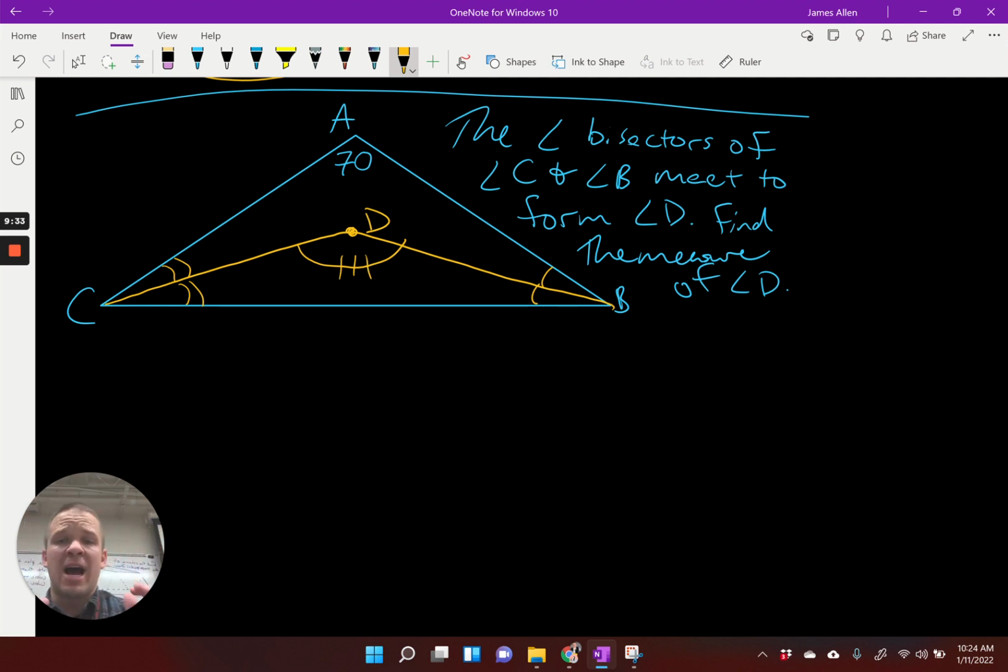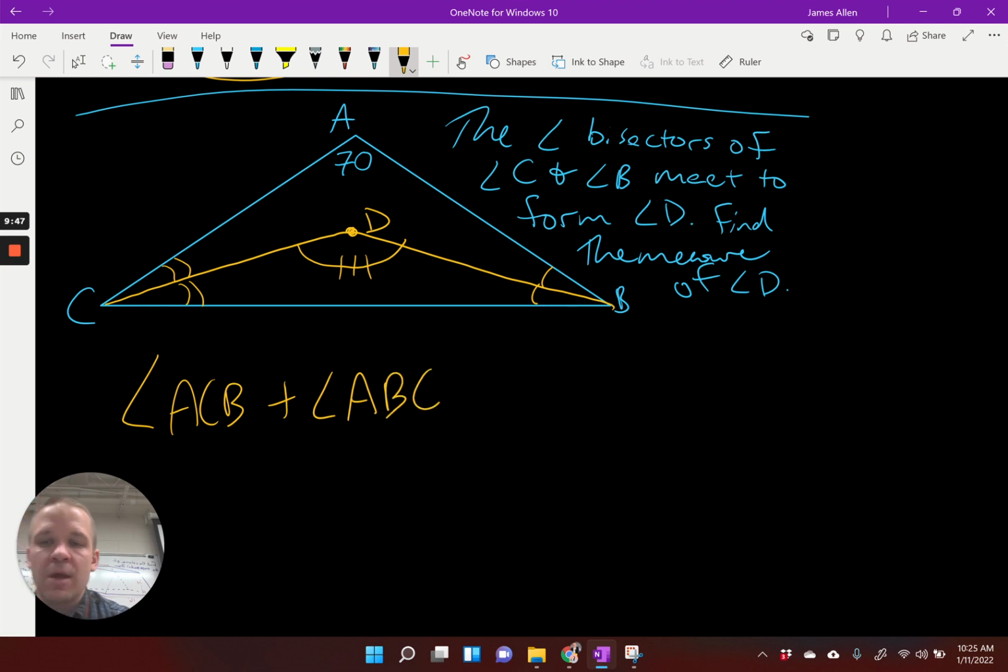I'm going to explain this a little bit differently than how I did in class. So I know that the measure of angle A is 70, right? What does that leave for angle ACB plus angle ABC, right? Angle C and angle B before we drew this all in.